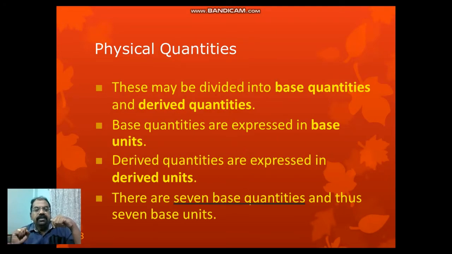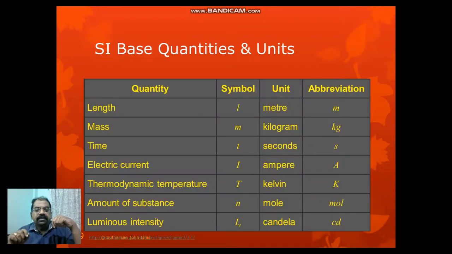Next, physical quantities. These may be divided into base quantities and derived quantities. Base quantities are expressed in base units, and derived quantities are expressed in derived units. Now there are 7 base units, let us see what are the 7 base units.